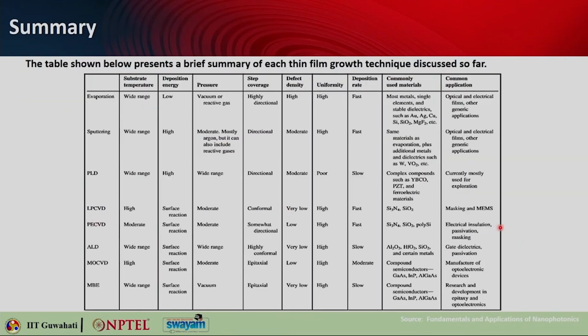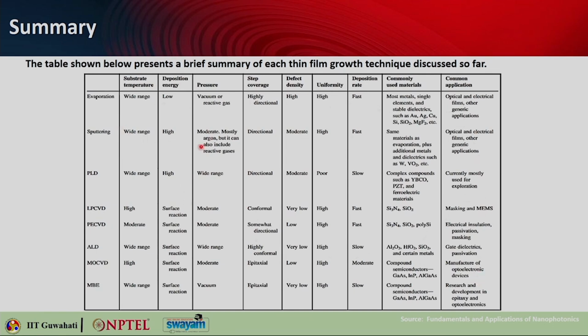This particular table sums up all the techniques that we have studied till now. You can see the methods mentioned here: evaporation, sputtering, pulsed laser deposition, low pressure CVD, plasma enhanced CVD, ALD, MOCVD and MBE, and you can see the parameters on which they are discussed. So you have substrate temperature, deposition energy, pressure, step coverage, defect density, uniformity, deposition rate, the materials that are used, and the different applications.